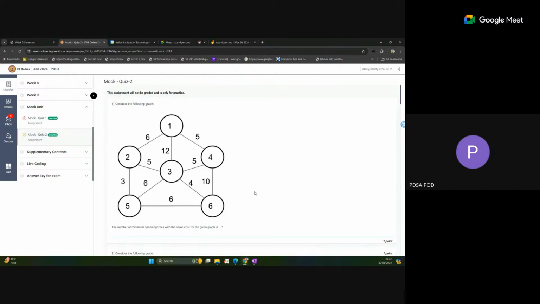and find out the visited order. In a similar manner, you can apply Prim's algorithm and figure out how the vertices will be visited in Prim's algorithm. So that is also one possible question.